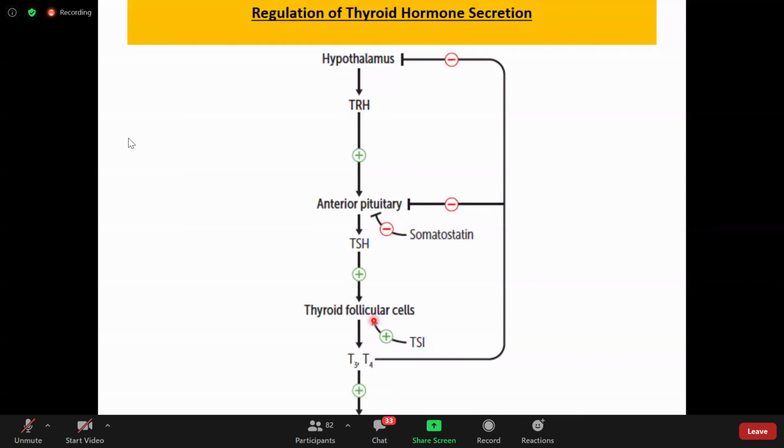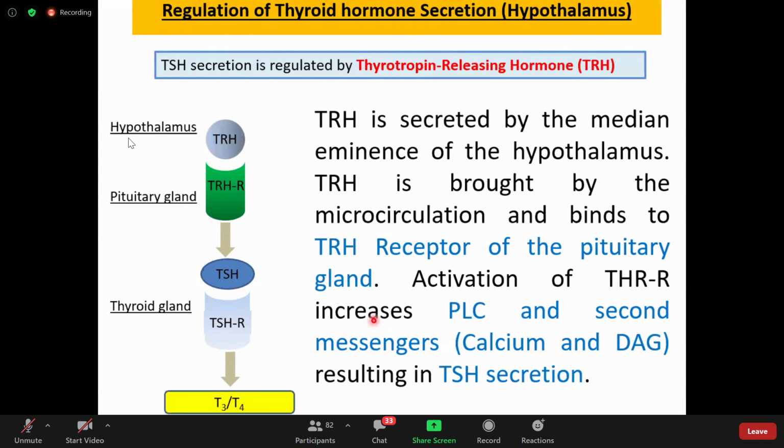Do you understand this concept? Okay, so this is what is basically shown here. The hypothalamus releases TRH in the median eminence. This TRH is brought by the microcirculation to bind to the receptors on the anterior pituitary, the thyrotrope cells. Activation of the TRH receptor increases the phospholipase C and the second messenger system, which includes calcium and DAG, resulting in the secretion of TSH.